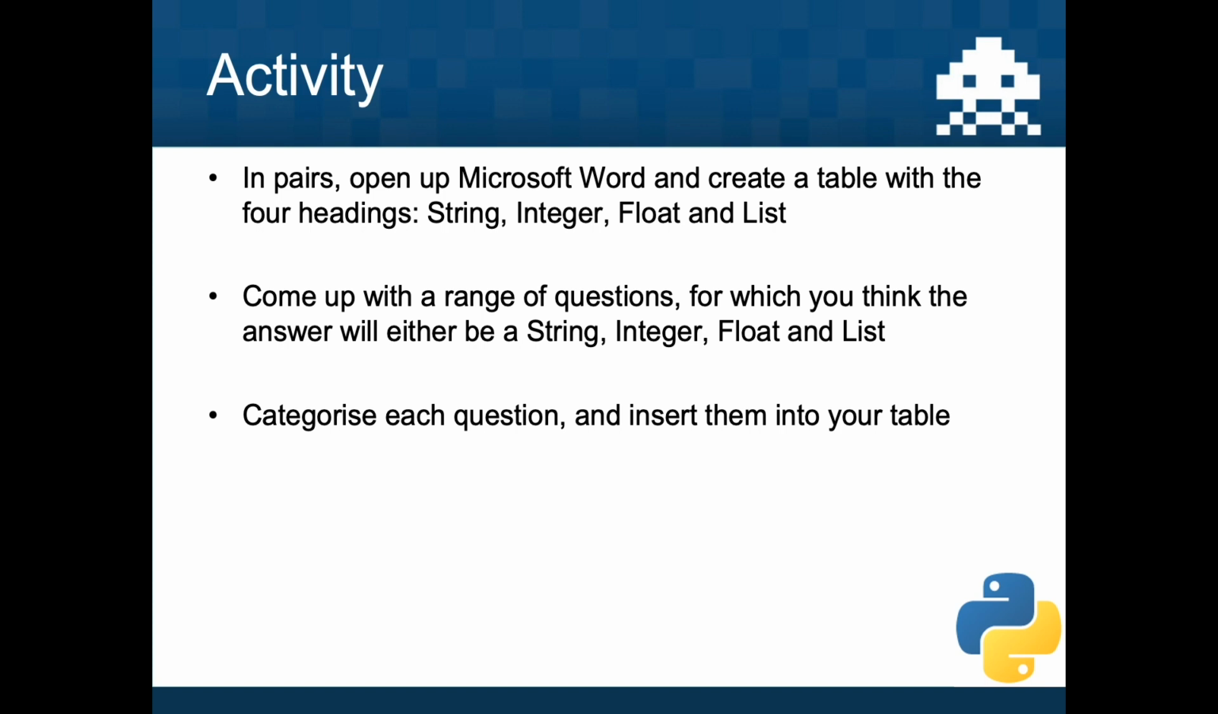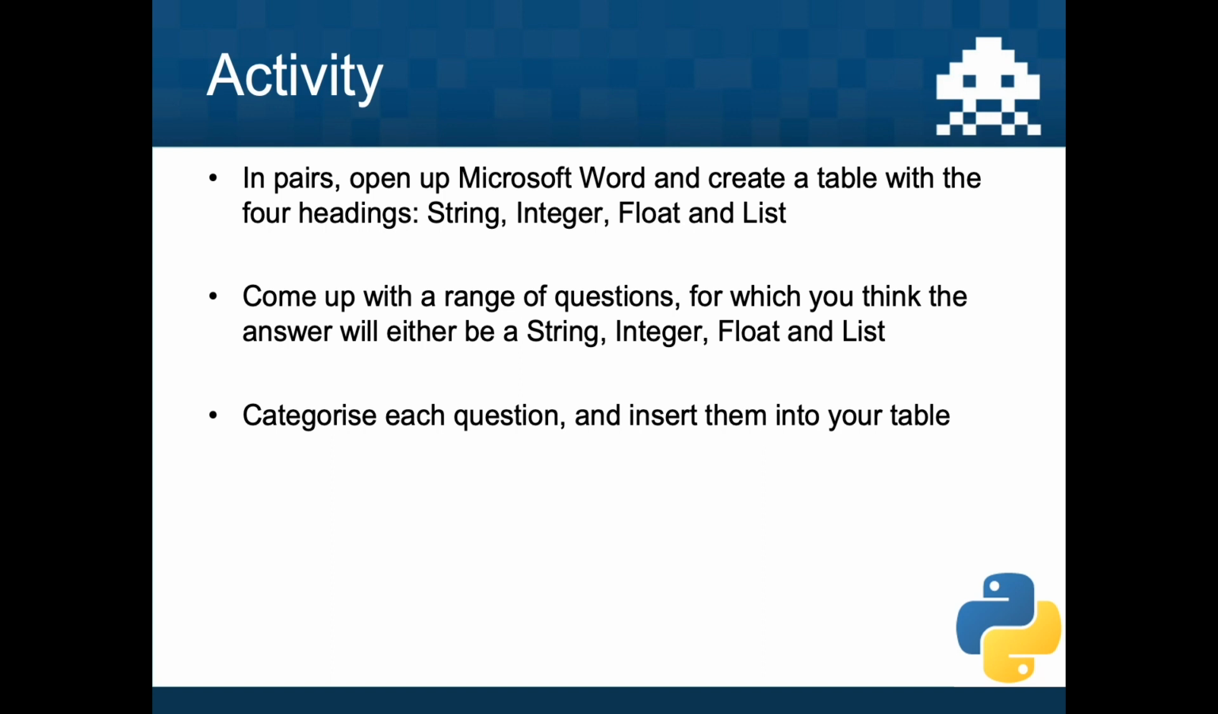So at this point, I would like you to pause the video and either in Microsoft Word or on a piece of scrap paper, I'd like you to make a table with 4 boxes. One box that says string, one that says integer, one that says float, and one that says list. I'd then like you to come up with a number of different questions and think, what would the answer be? Would the answer be a string, an integer, a float, or a list? Try and get maybe 3 or 4 questions in each box.